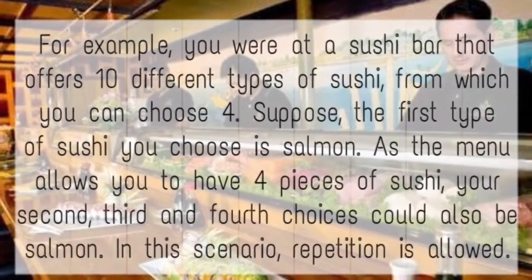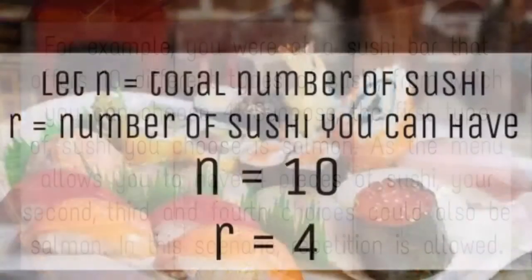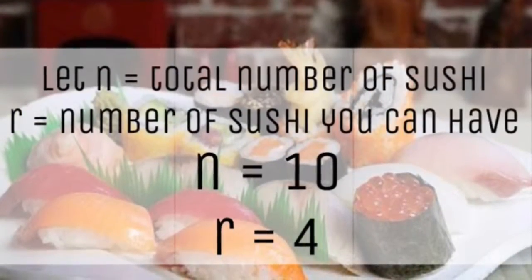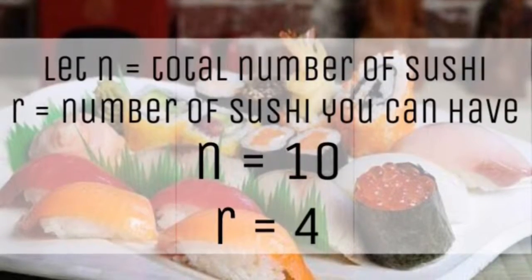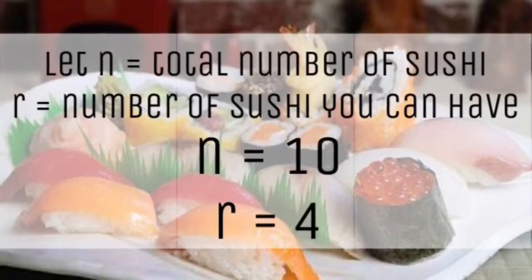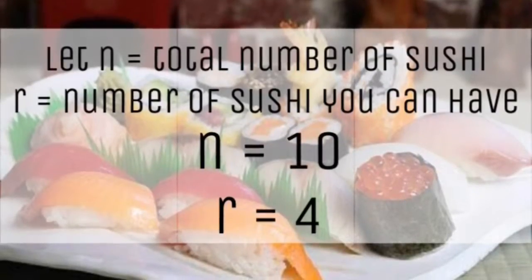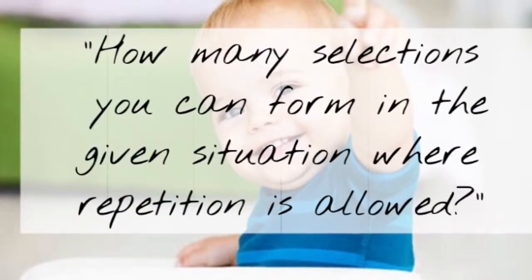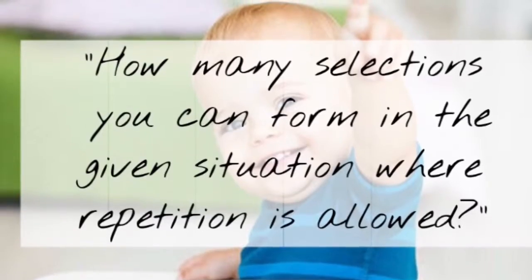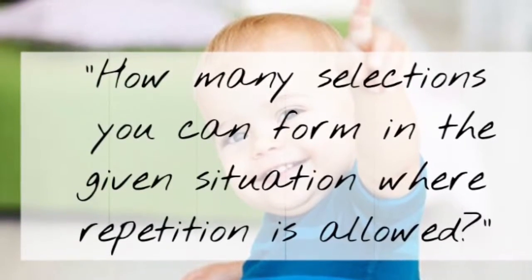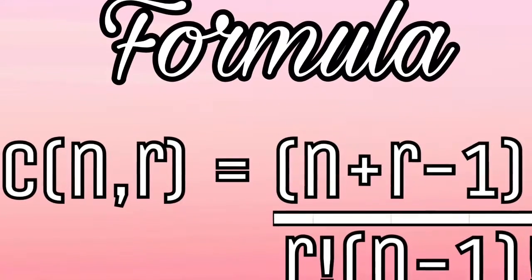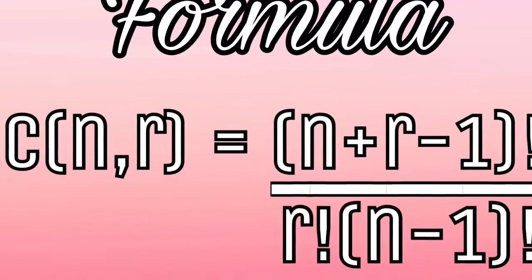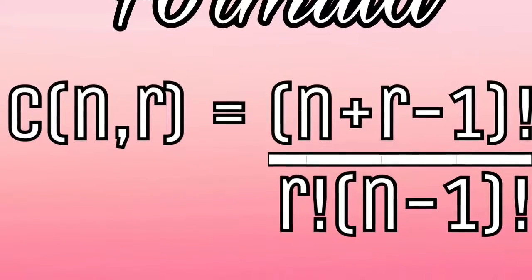Again, let us have its numerical expression. Let n be the total number of sushi and r be the number of sushi you can have. Substituting this, you will get n is equal to 10 and r is equal to 4. In case you were asked how many selections you can form in the given situation where repetition is allowed, you can use the formula C is equal to the quantity of n plus r minus 1 factorial over r factorial times the quantity of n minus 1 factorial.